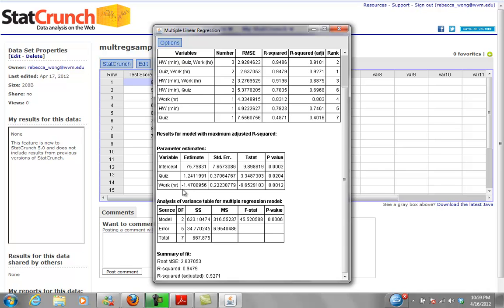Notice that the slope right here on work is negative. That means the more hours you work, the lower your test score is. Increase your hours of work, your test score will probably go down. This is a positive slope, meaning the higher the quiz score, the higher the grade on the test. And that seems like it would be pretty reasonable to expect.